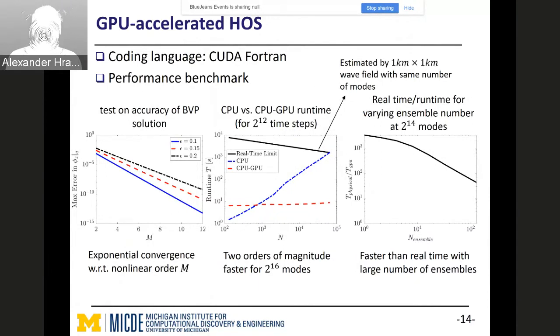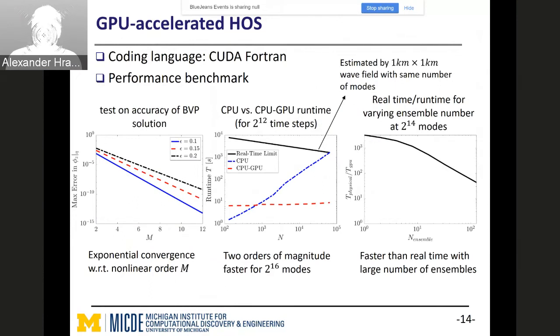So we've implemented our system in CUDA Fortran, and we have some performance benchmarks to test the accuracy and speed of our code. First, we test the accuracy of the boundary value problem solution. We run a Stokes wave case in which we analytically know the surface vertical velocity profile that we are approximating in HOS. When we increment the nonlinear order M and check the error, we find we have exponential convergence to the true solution for a variety of nonlinear strengths. That's, in this case, wave steepness, just as predicted by the theory.